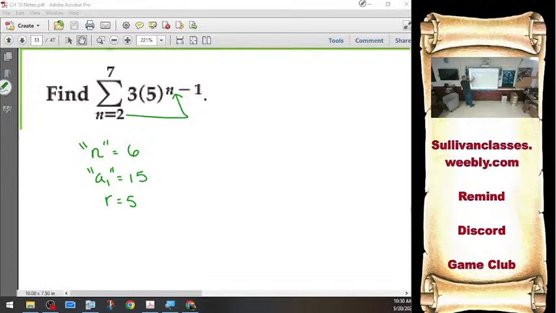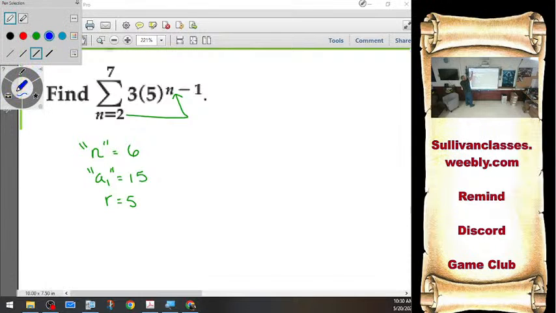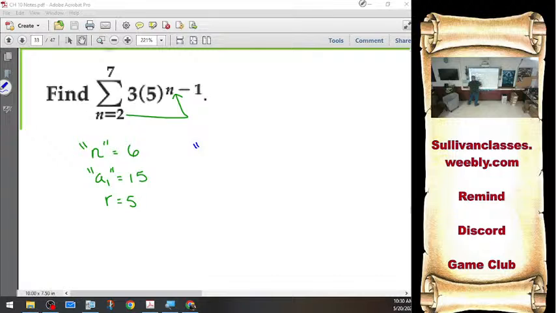Okay, even using this, remember I've got two different formulas I could use. I could say my second formula, a sub 1 is 15, r is still 5, but now I would need a sub n, which is going to be a sub 7. Plug a 7 in there. 7 minus 1 is 6, 5 to the 6, 5, 25, 125.